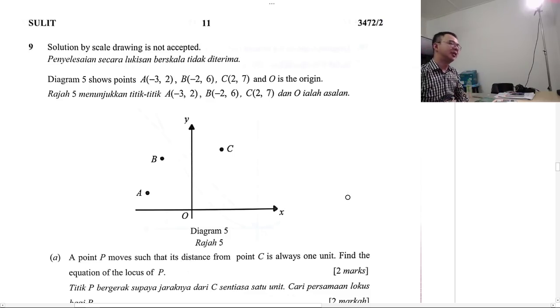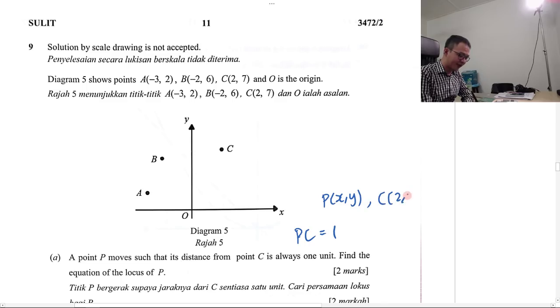Okay, so in order to solve this question, the coordinates of A, B, C are given, and the origin you know is 0, 0. A point P moves such that its distance from C is always 1 unit. That means PC should equal 1, right? P I do not know, so I'm going to give it x, y. But C I know, right? C is basically 2, 7. So therefore, PC equals 1.